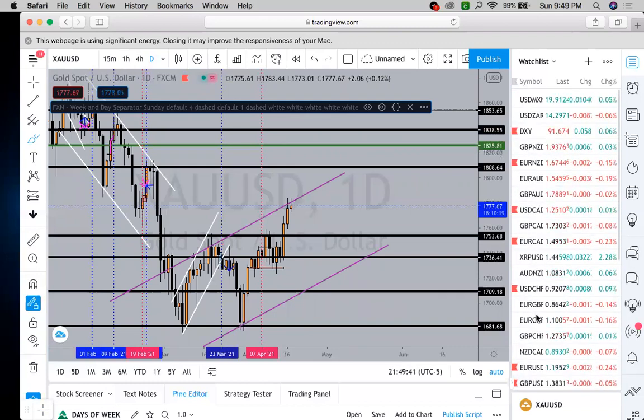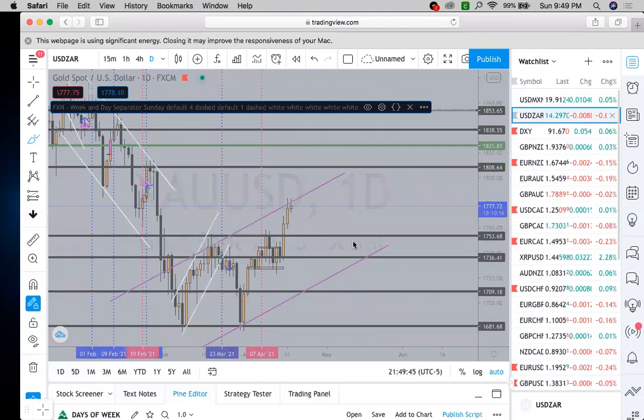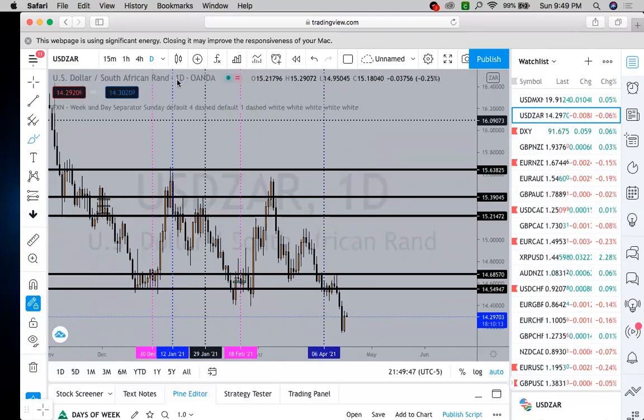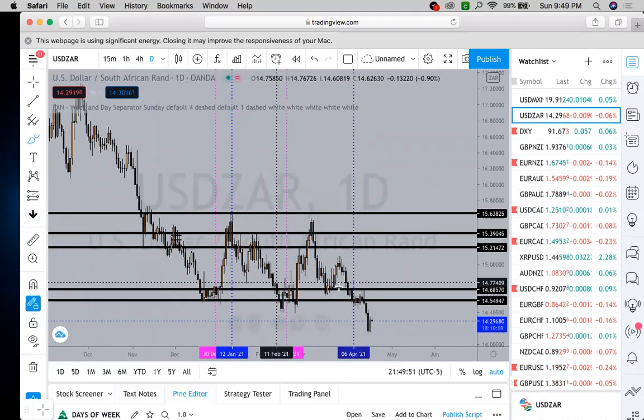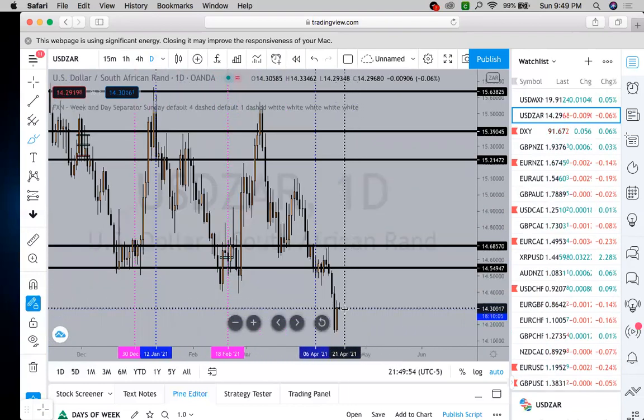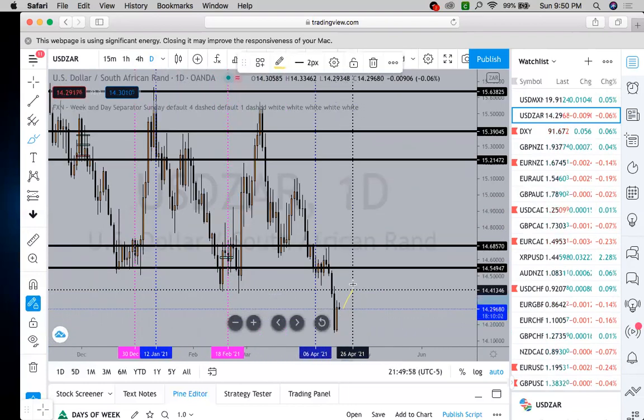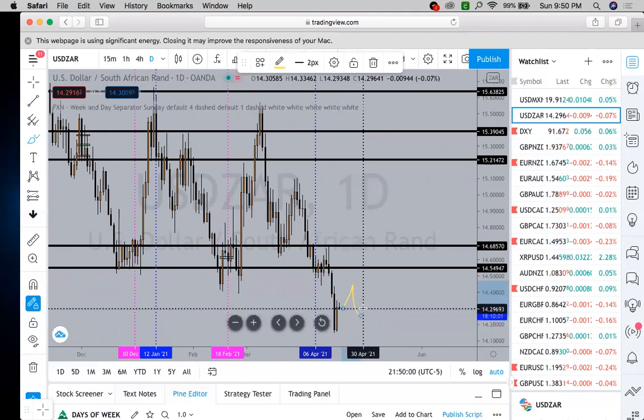So those are the USD-based pairs I went over. Let me check out the ZAR real quick, because I do like the ZAR. ZAR on the daily just broke structure right here. So of course, you might see a little move to the upside before we continue to go down.